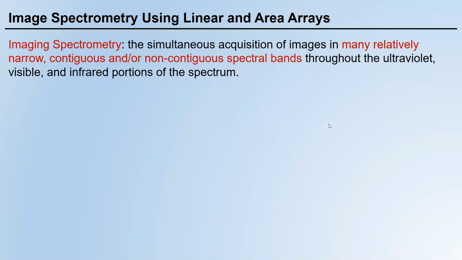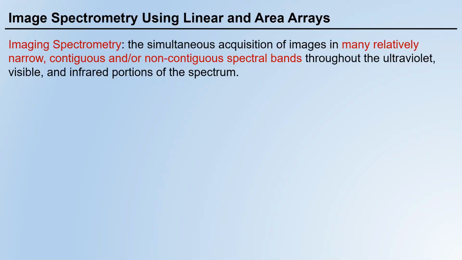Okay, this is the last video for this lecture, and I want to start with image spectrometry, or imaging spectrometry. It is the simultaneous acquisition of images in many relatively narrow, contiguous and/or non-contiguous spectral bands, which means that when a sensor is using image spectrometry technology, it has dozens or even hundreds of bands, and each band is very narrow, with a very narrow spectral bandwidth, throughout the ultraviolet, visible, and infrared portions of the spectrum.